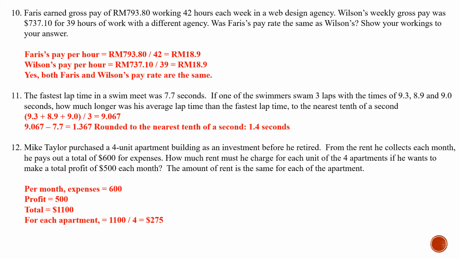So you write down, per month expenses is 600, profit is 500. So what's the total? If you want to make a profit of 500, whenever you want to make a profit, you have to increase the price by that much. So total should be 1,100. So it's a 4-unit, 1,100 divide 4, 275 each unit.